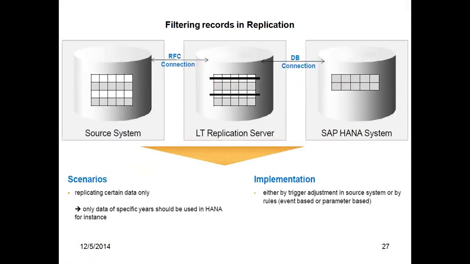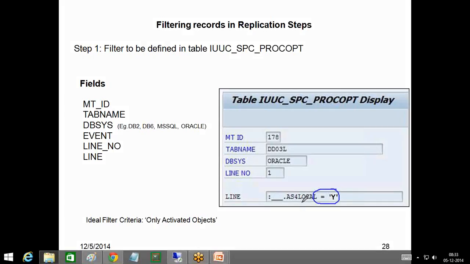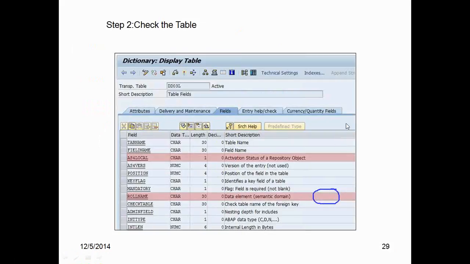Next example is filtering of records. In this example, there is a table, and they want to pick from the table only the records with the condition filter where it equals Y, meaning the active value field from that table. And step number 2 is to check the table contents, table definition.